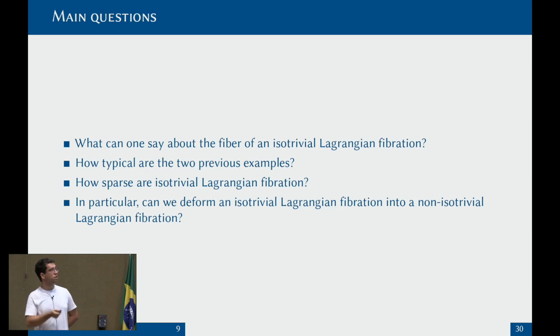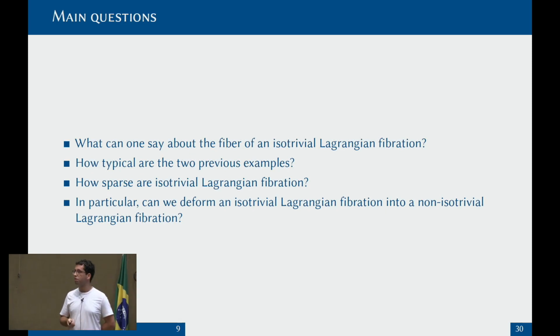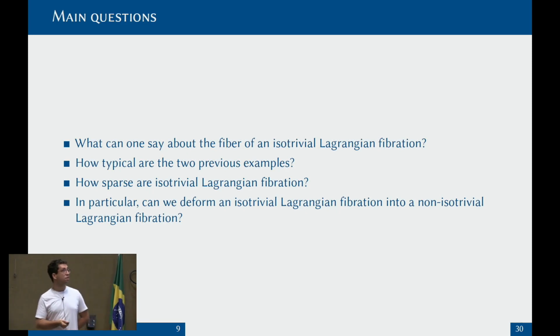So here are some of the questions that I'd like to address in this talk. So one is, what can one say about the fibers of an isotrivial Lagrangian fibration? So in the case of a K3, the fiber is a genus 1 curve, and every smooth genus 1 curve arises as one of the fibers. So there's really nothing much that one can say. But in higher dimension, you can ask, does every abelian variety arise as the fiber of an isotrivial Lagrangian fibration? It's going to turn out that it's very much not the case.